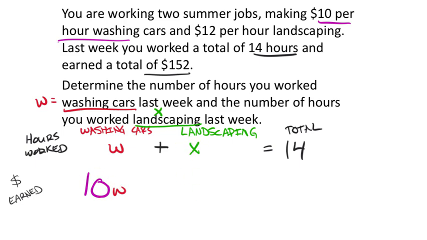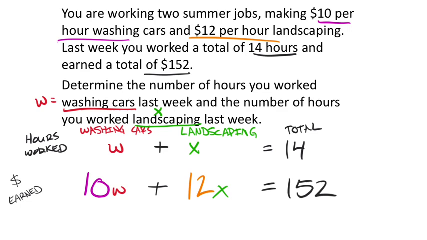Now landscaping though, up here at the top it says that landscaping you're going to make $12 per hour. So if you're just landscaping, you'd make $12. That's for 1 hour. We don't know how many hours you're going to work, so we're going to use X right there. Now if I add these together, I should get the total amount that was earned, which it says up at the top there, $152.